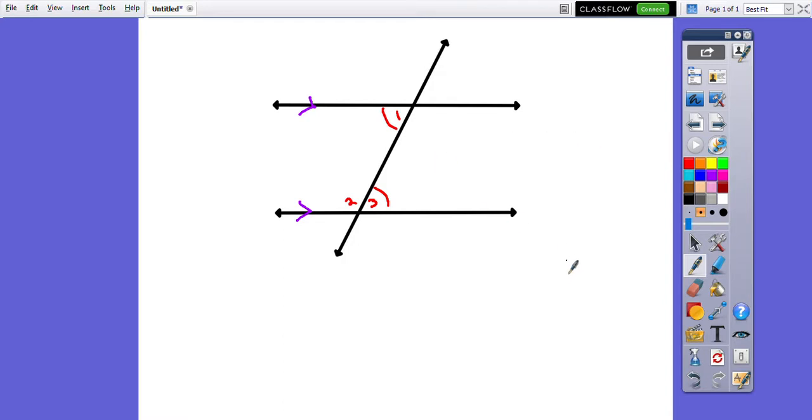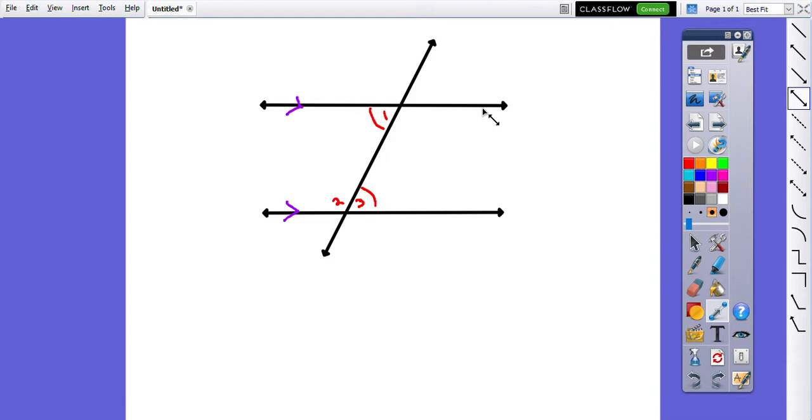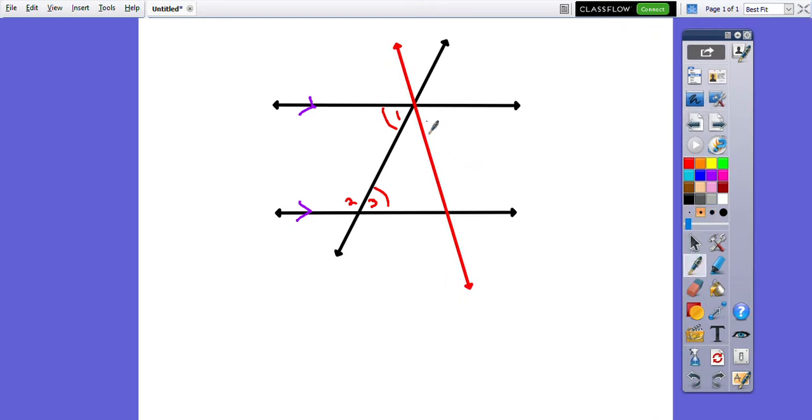And I'm going to add another line. Oops, that didn't work. Oh, it's going to be a red line. I was not planning on that. Okay, so I've got another line, and I'm going to label some more angles. We haven't done an angle 4, and an angle 5, and an angle 6, and I'm going to change colors too.